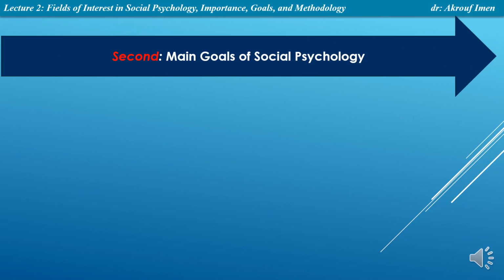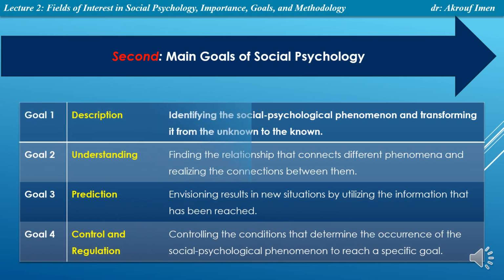Second point is main goals of social psychology. We start with the first goal. Description, identifying the social psychological phenomenon and transforming it from the unknown to the known. Goal 2, understanding, finding the relationship that connects different phenomena and realizing the connection between them. Goal 3, prediction, envisioning results in new situations by utilizing the information that has been reached. Goal 4, control and regulation, controlling the conditions that determine the occurrence of the social psychological phenomenon to reach a specific goal.